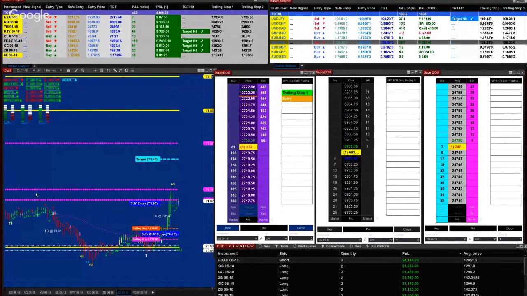Okay, and we are still here struggling on the CL, and we try to break the 71.17 and then go to 71.43. If I see anything on the DOM, I will be showing some entry on the DOM as well. The market was really fast, so we will try to help the traders a little bit on their trades.